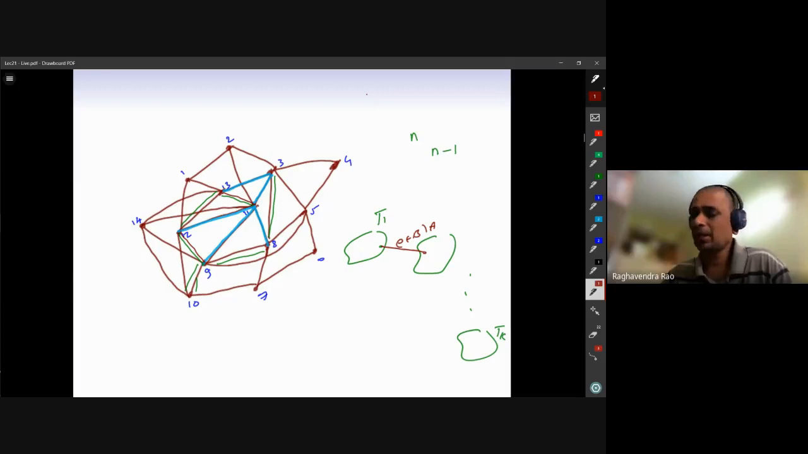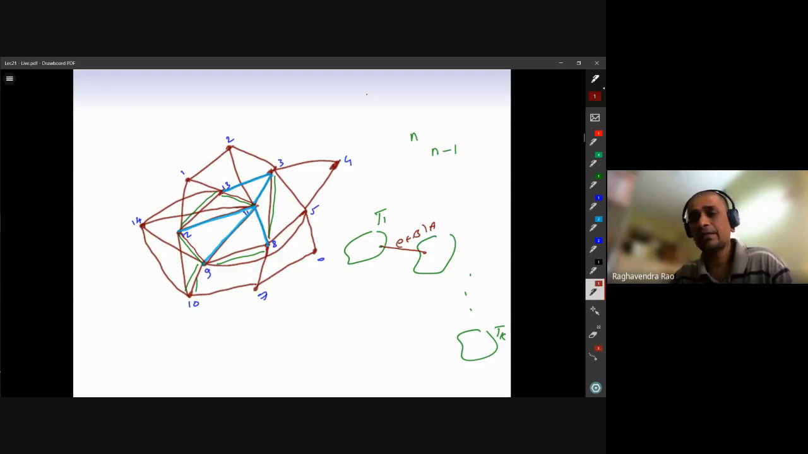See, trees are nothing but connected components. So how do I get smaller number of connected components? I have to connect two components, right? If I'm going to get smaller number of trees, that means it's the same vertex set. That means there has to be an edge between at least two of them. That is, one Ti and Tj.